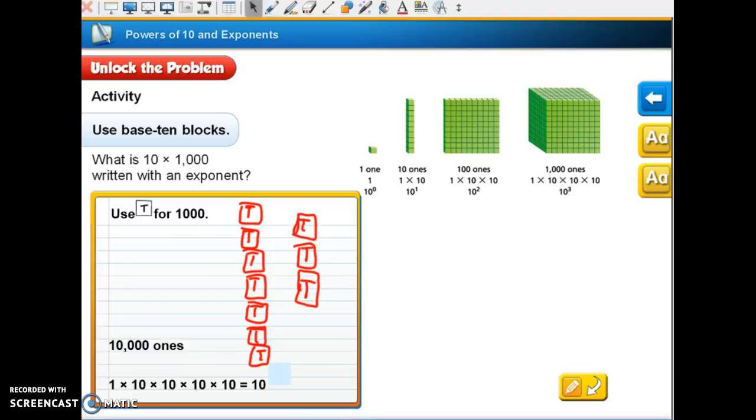So here are all the ways we could write 10,000. We can draw those boxes that represent 1,000. We can do 10 of those. We can write 10,000 ones. We can say 1 times 10 times 10 times 10 times 10 equals 10 to what power? Or the what power of 10? The 4th power of 10.